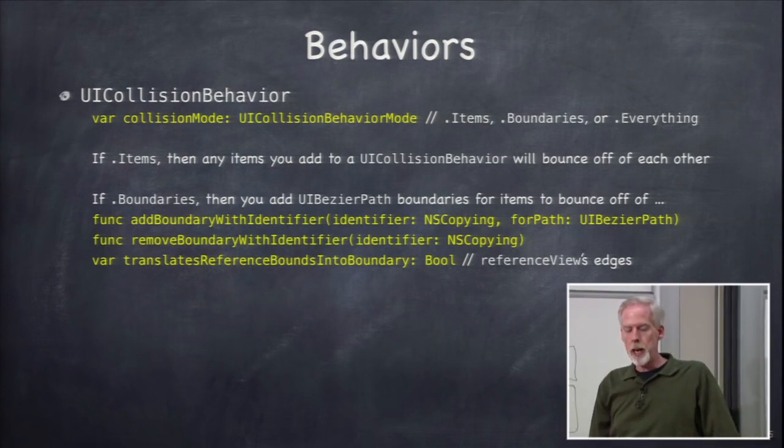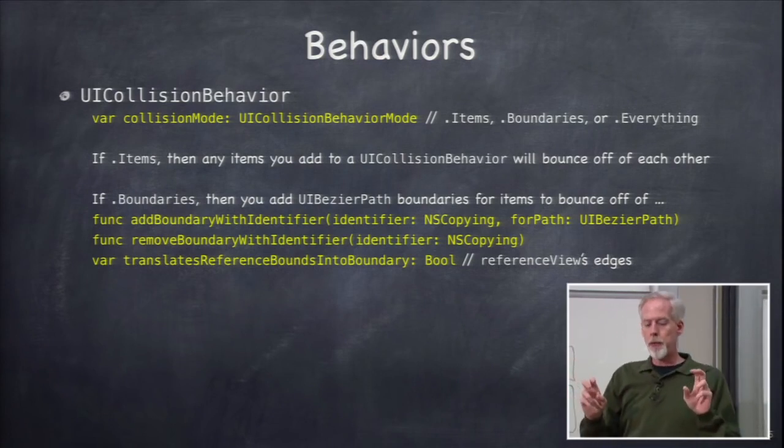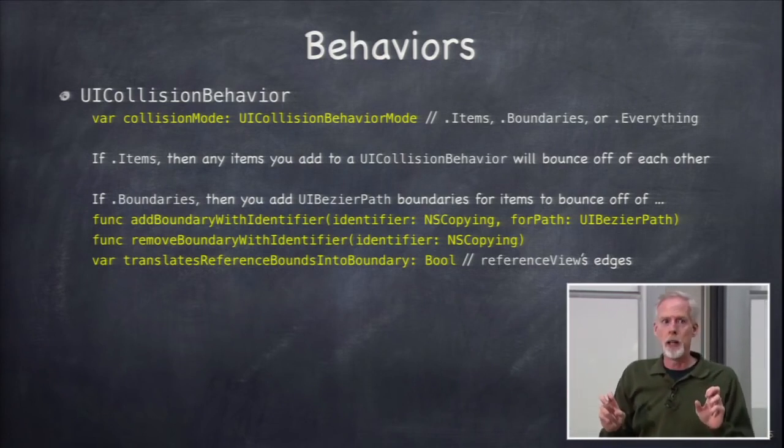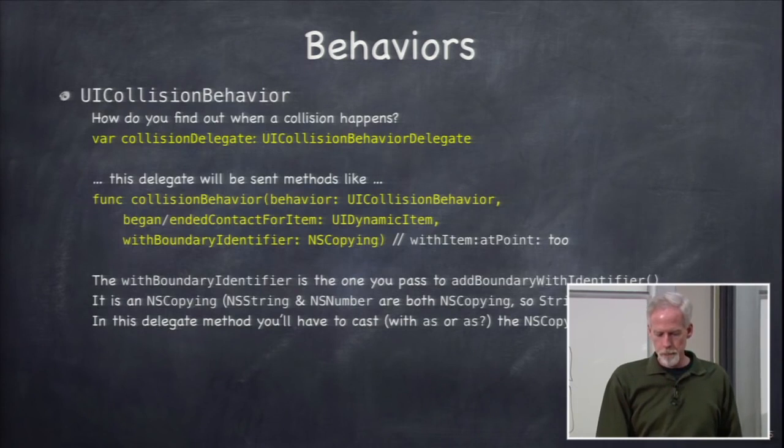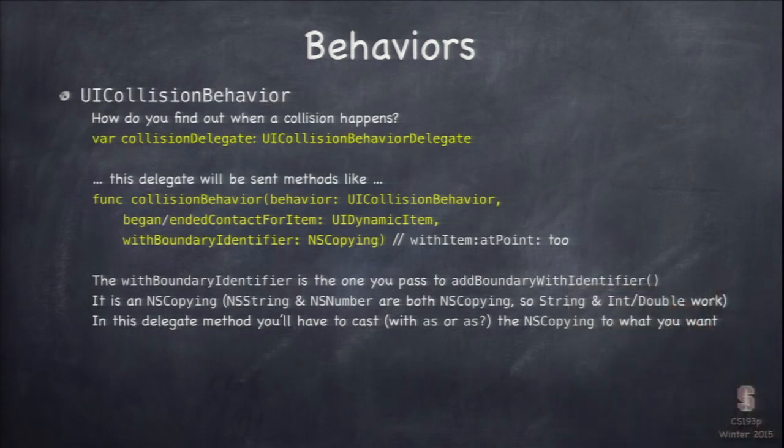Okay? When you add a boundary, you give it an identifier. Now that identifier is an NSCopying. So NSCopying is a protocol that is implemented by NSString, NSNumber, things like that. So that means string and int and double also can be used as the identifier for a boundary.